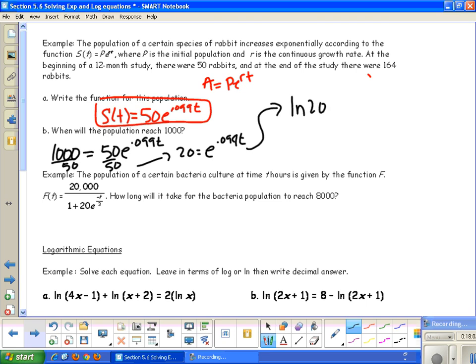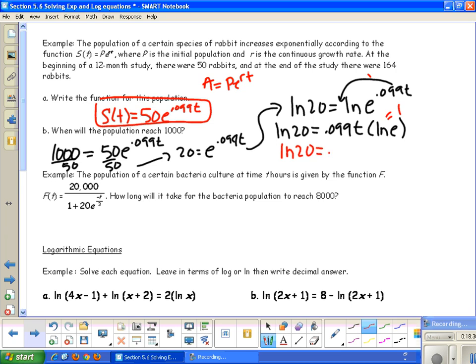So if I do the natural log of 20 equals the natural log of e to the 0.099 t, then for this one, I would want to bring this down right here because we don't want the exponent. So this would be the natural log of 20 equals 0.099 t times the natural log of e. Remember that the natural log of e is really equal to 1. So that's really like I'm solving natural log of 20 equals 0.099 t. So then the last step would be divide both sides by 0.099.